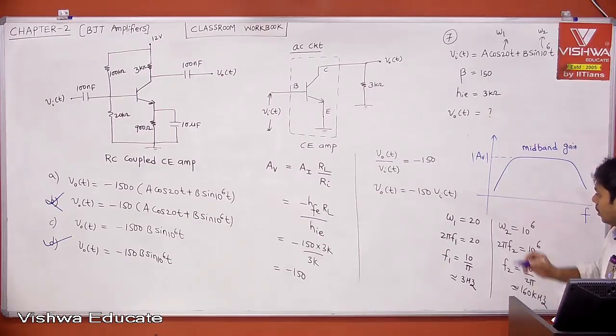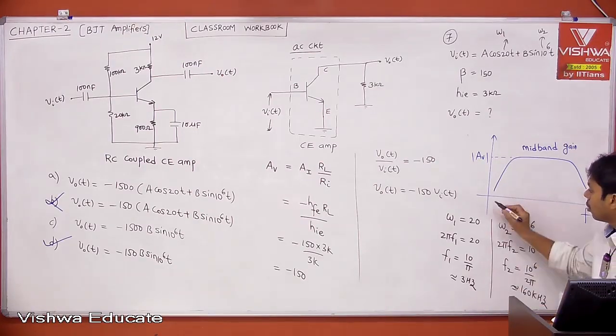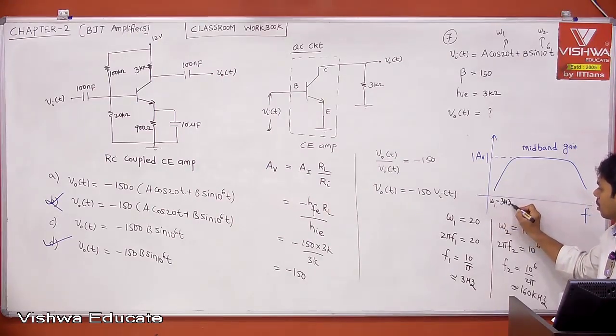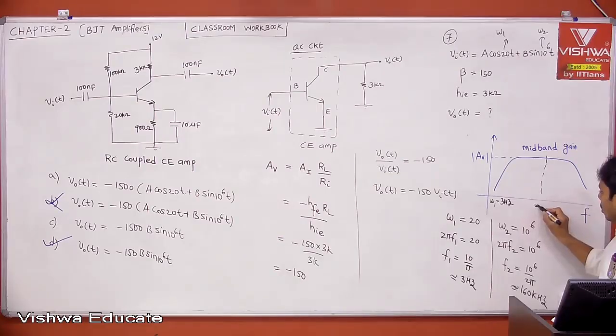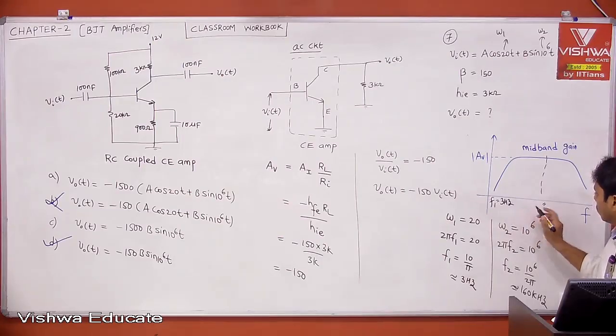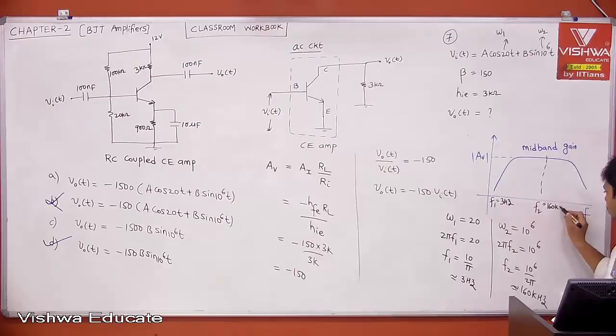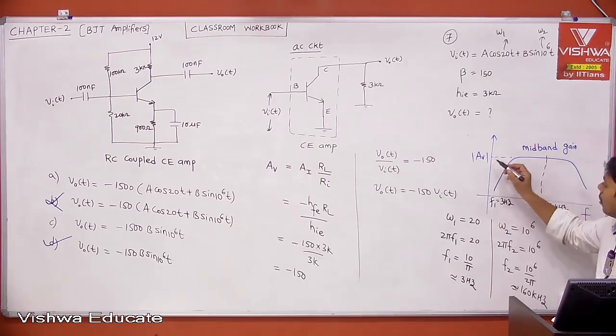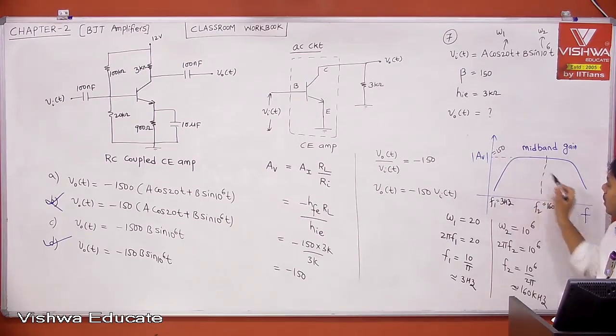Therefore, you can say 3 hertz whatever we got. You can say this is 3 hertz. Omega 1 is equal to 3 hertz. Maybe omega 2, sorry, F1. Then F2, let us say F2 is equal to 160 kilohertz. Here, whatever gain we got, 150, that is applied. Okay, fine. This is an interesting problem.